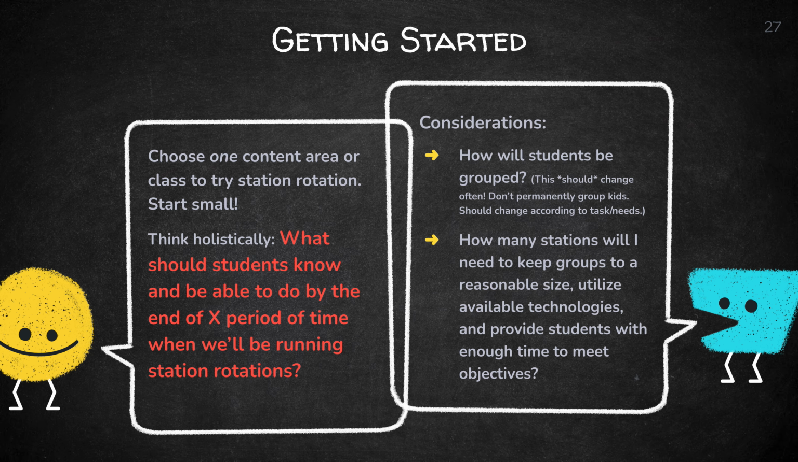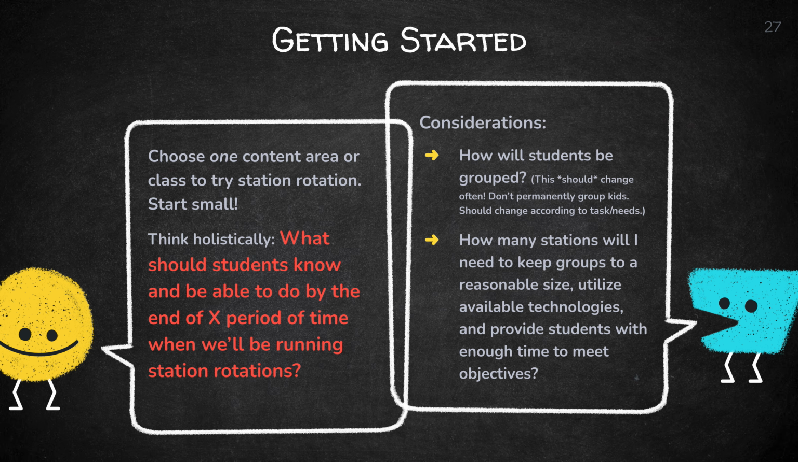So let's say we're ready to get started. What should we do? What's step one? Well, just start small. Choose one content area, or if you teach high school, just choose one class to start with and see how it goes. Find what the challenges are and then work to overcome those. Think holistically, okay? What should students know and be able to do by the end of this period of time when we'll be running station rotations?